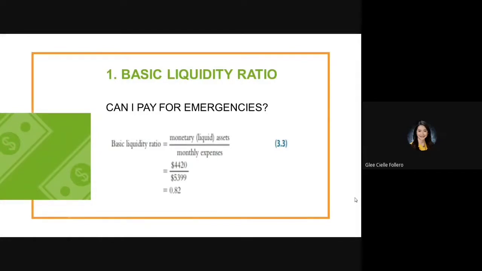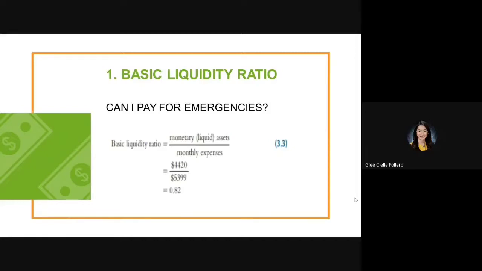First one is the basic liquidity ratio. It answers the question, can I pay for emergencies? So we all know, class, that liquidity is the speed with which an asset can be converted to cash. So if you want to determine the number of months that you could continue to meet your expenses using only your monetary assets, if all income ceases, you should know your basic liquidity ratio. Formula for the basic liquidity ratio is to divide your monetary or liquid assets by your monthly expenses.